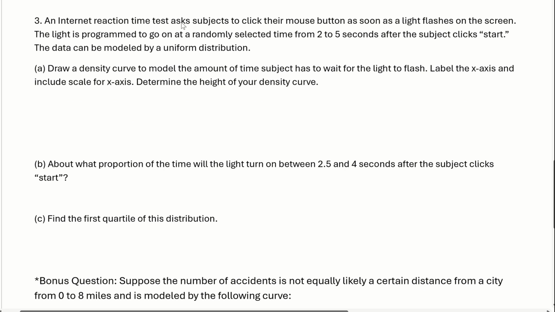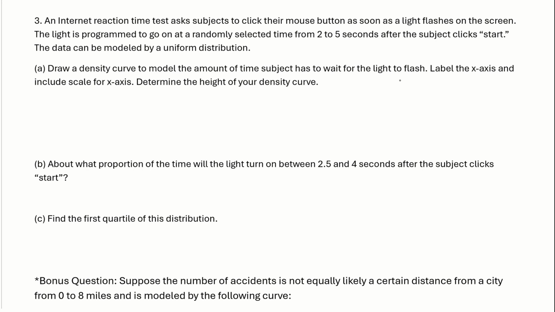An internet reaction time test asks subjects to click their mouse button as soon as a light flashes on the screen. The light is programmed to go on at a randomly selected time from 2 to 5 seconds after the subject clicks start. The data can be modeled by a uniform distribution. Draw a density curve to model the amount of time the subject has to wait for the light to flash. Label the x-axis and include the scale for the x-axis. Determine the height of your density curve. Okay, so draw a density curve.